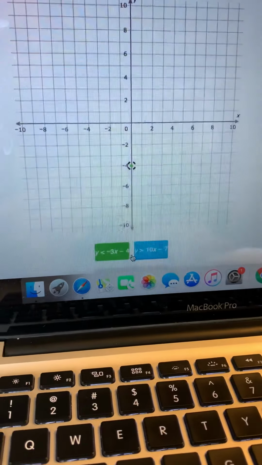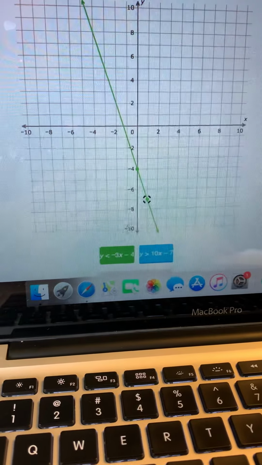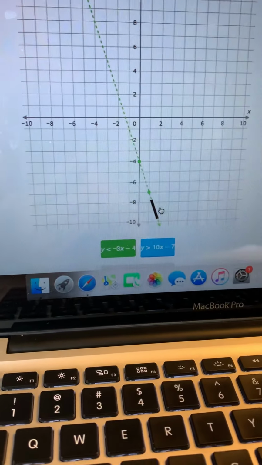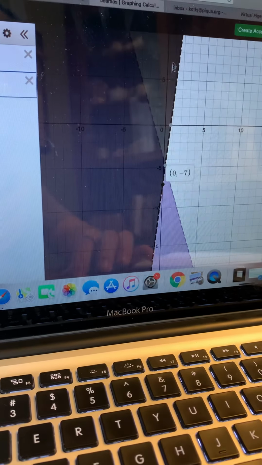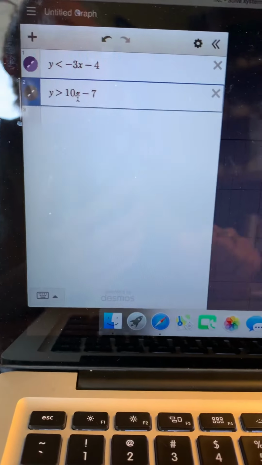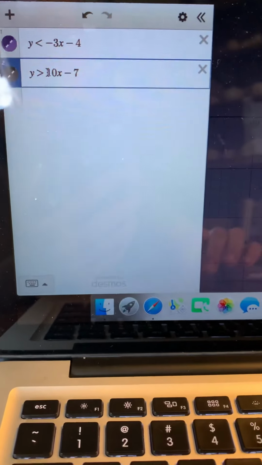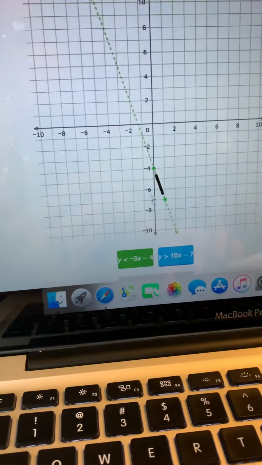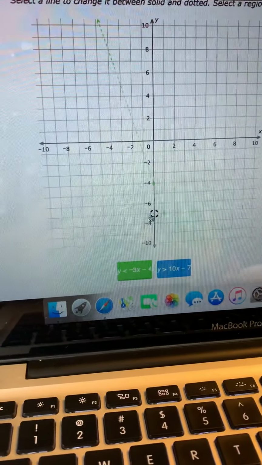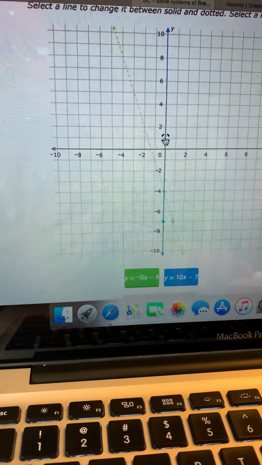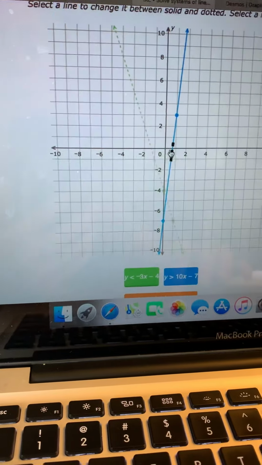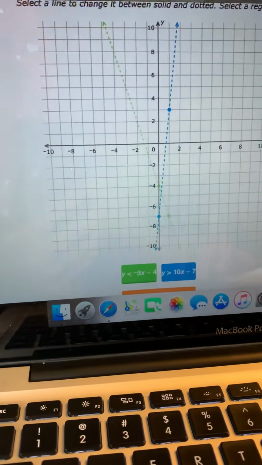So in IXL, we're going to start at -4, down 3 over 1. And that should be a dashed line because it's open. That black line starts at -7 and goes up 10 over 1. So that's what we need to do on IXL. Start at -7 and go up 1, 2, 3, 4, 5, 6, 7, 8, 9, 10 over 1. And change it to a dashed line because that one's open too.